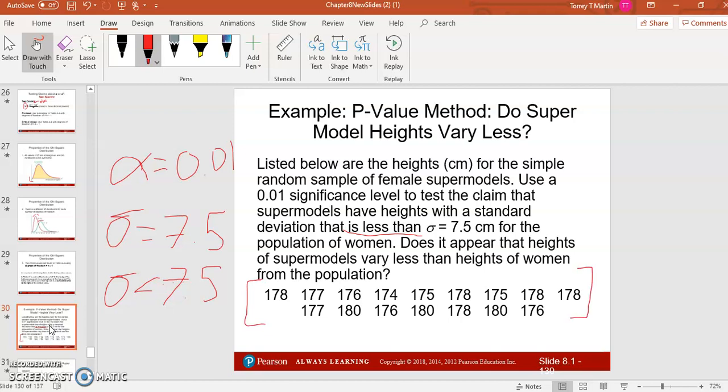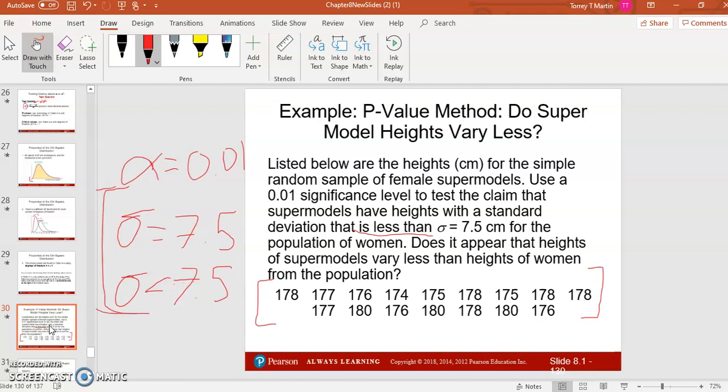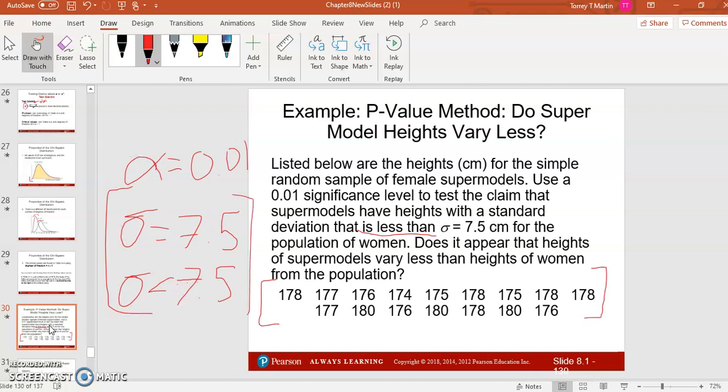And unlike when we were testing for the mean, we're going to test for sigma. So once I plug this data set into my Excel document, I'm going to want to find the sample standard deviation to plug it in. But this is going to be my testing claim here. This is going to be my null, and this is going to be my alternative.